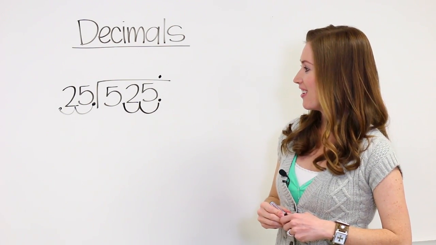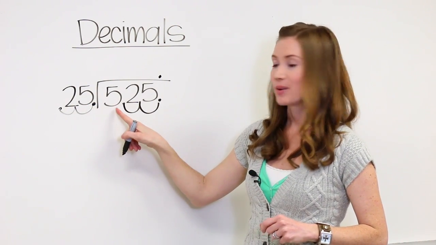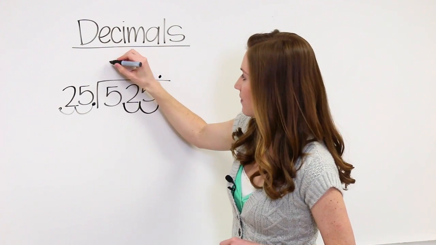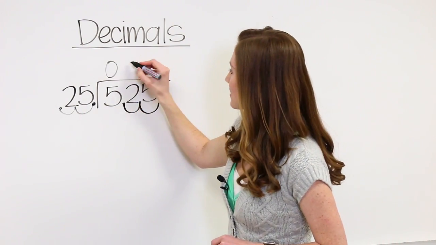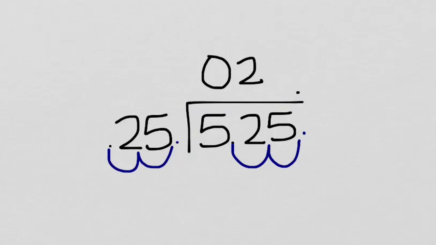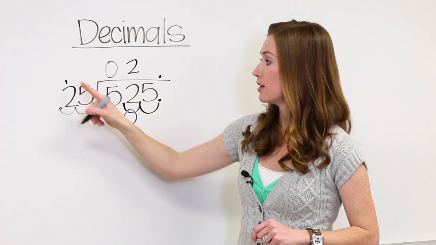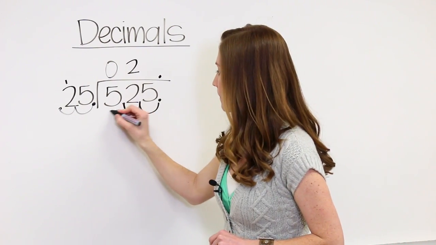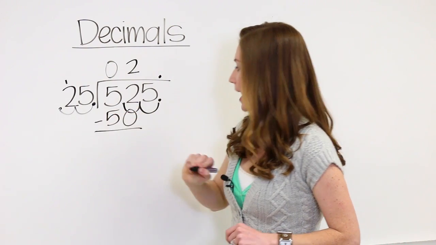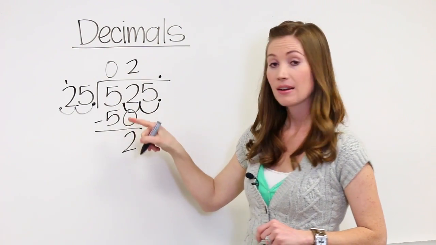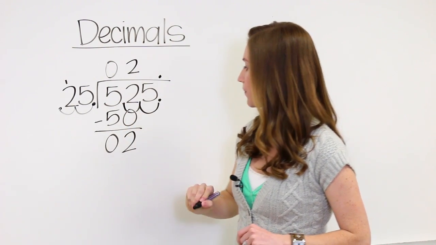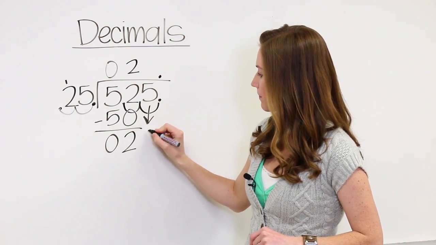Let's do it together. How many times can 25 go into 5? 0. What about 52? Twice. 2 times 5 is 10. We write the 0, carry the 1. 2 times 2 is 4, plus 1 is 5. Let's subtract. 2 minus 0 is 2. 5 minus 5 is 0. Let's bring down our 5.